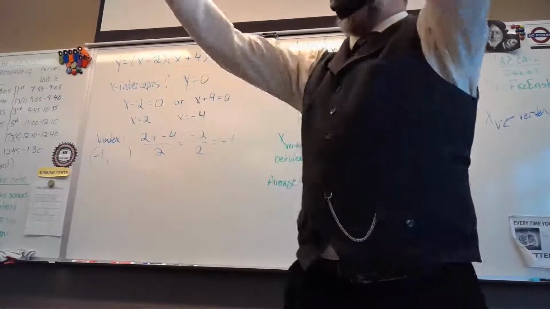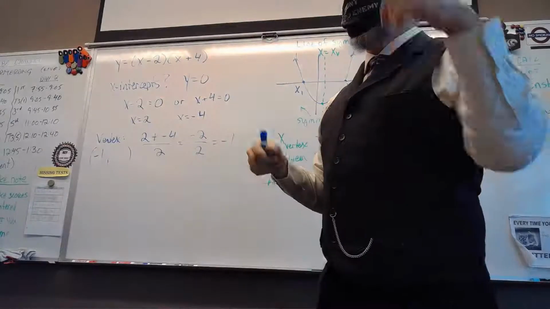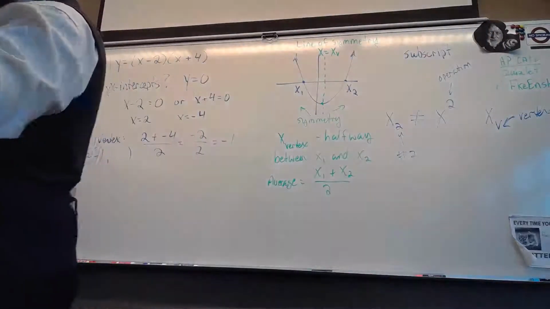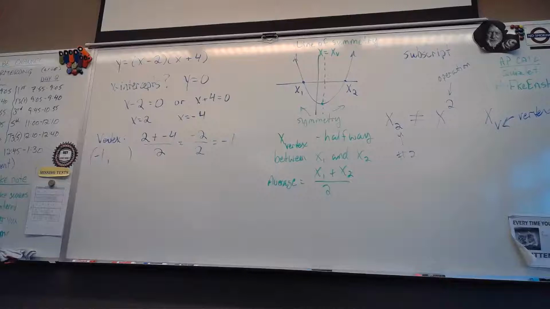Are there x's in it? Yeah. Boom. That's it. That's what an equation is. An equation is the relationship between the variables. Y equals x minus 2 times x plus 4. So if I know x, can I calculate y? Yeah. I'm going to plug them in.